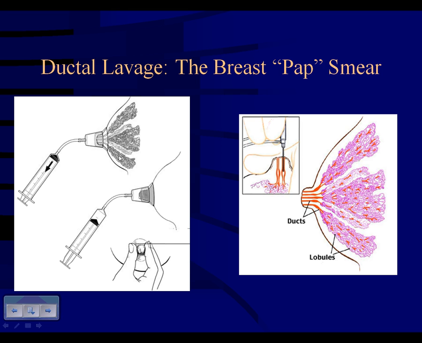Ductal lavage example here, where they're actually aspirating material through a suction method out of the nipple. You can imagine how uncomfortable that would be. Some people call it the breast pap smear. Hologic has a whole bunch of information on this because they were a big proponent of this, but it's really gone by the wayside a little. And they look for abnormal cells, atypical cells.